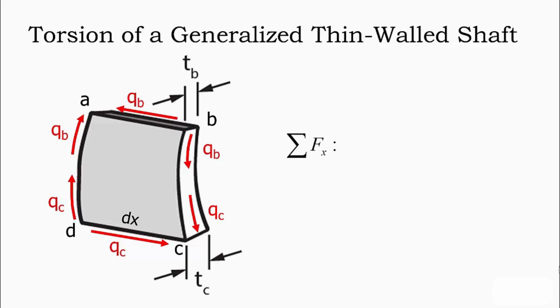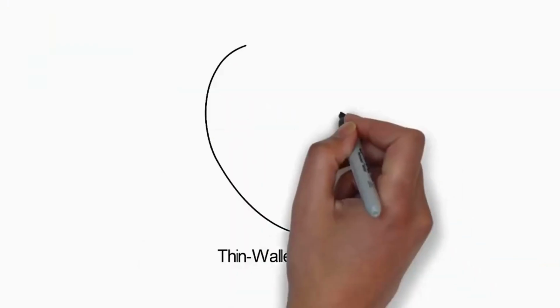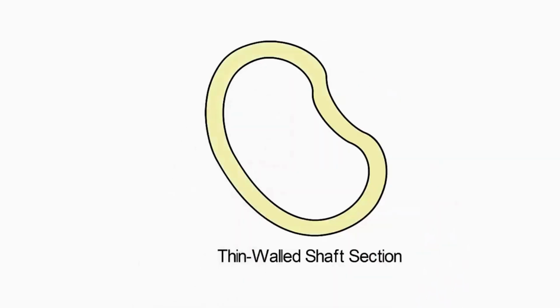Looking at the forces acting in the direction of the axis of the shaft, we find that the resultant shear force, QB times dx, along length AB is equal to the resultant shear force, QC times dx, along length DC. Simplifying, we find that QB must equal QC, and thus the shear flow is constant around the perimeter of the section. We will relate resultant torque to the shear flow distribution in an arbitrary thin-walled closed-section shaft.